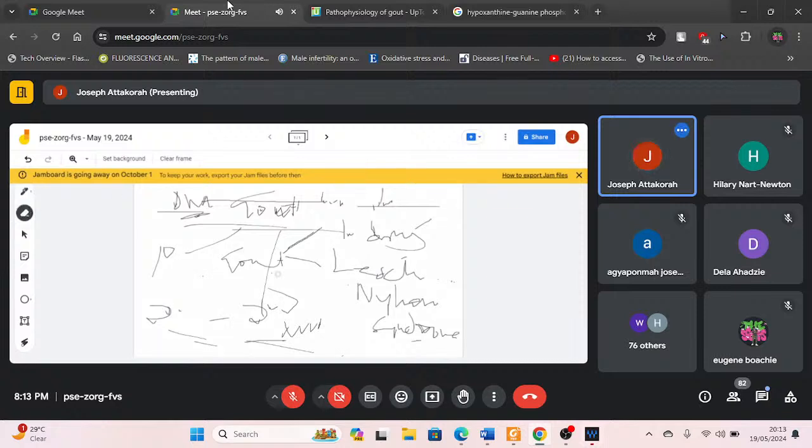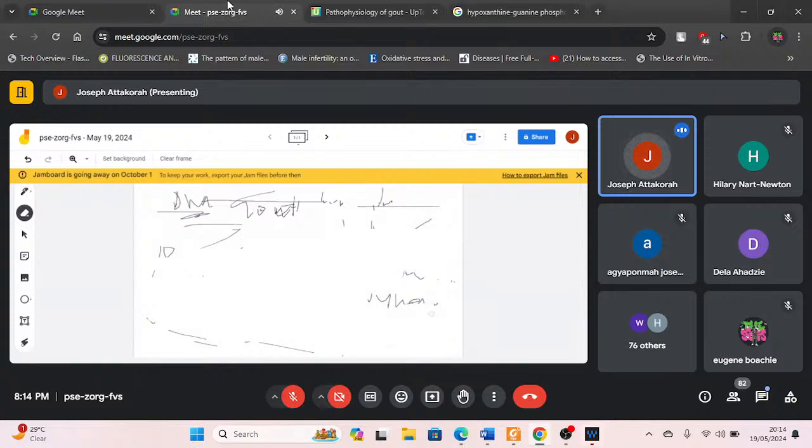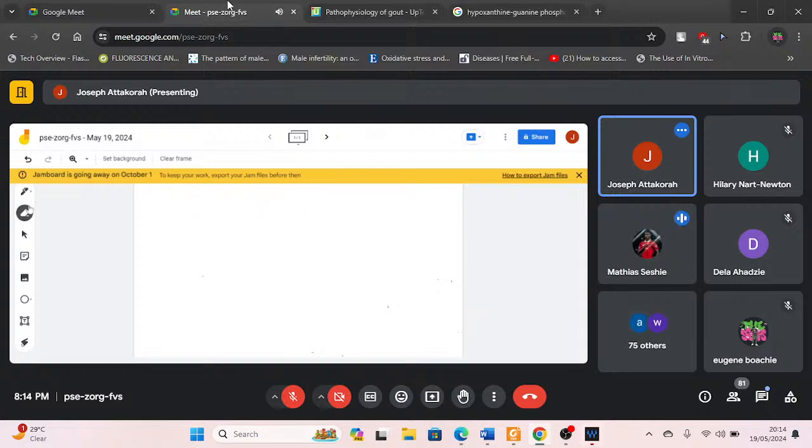You could also have secondary, and that secondary could be due to drugs or some disorders. Who can tell me one or two medications that could cause high uric acid? Loop diuretics. Any other? Thiazides. So we have loop, we have thiazides. Any other? Aspirin. So what about aspirin? Tell me.